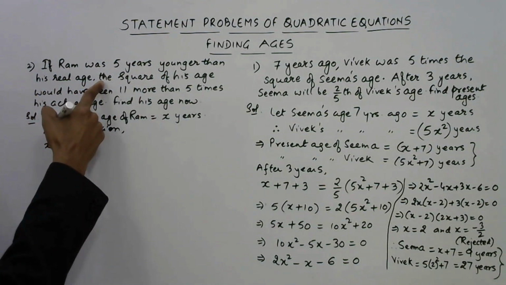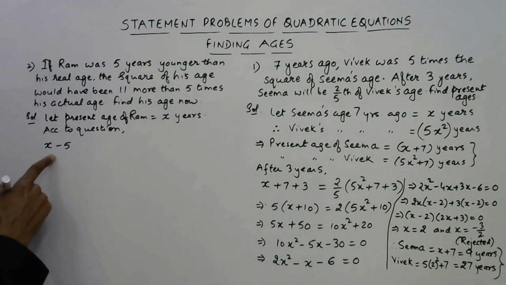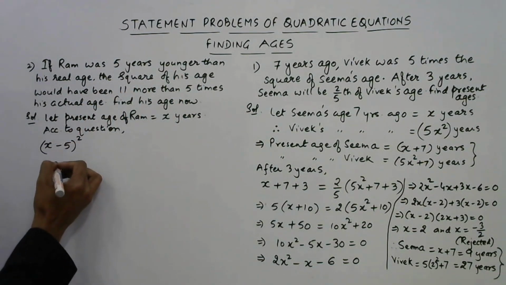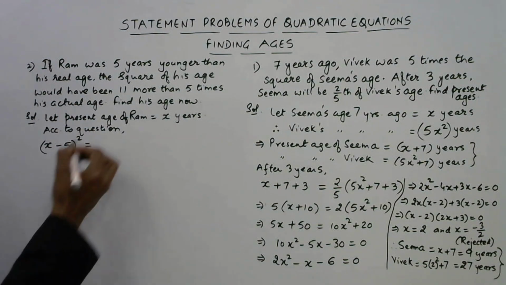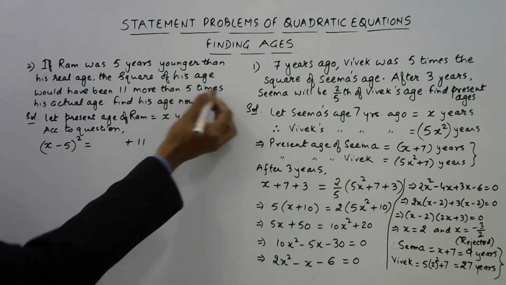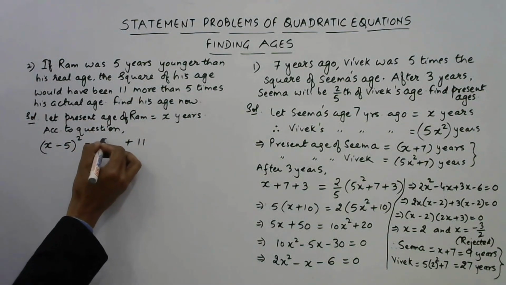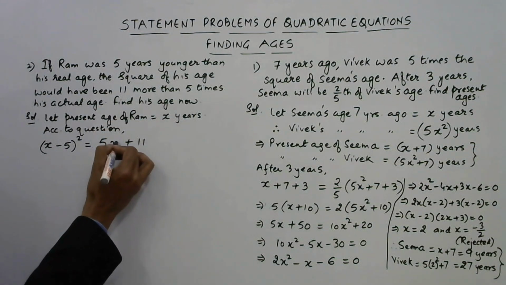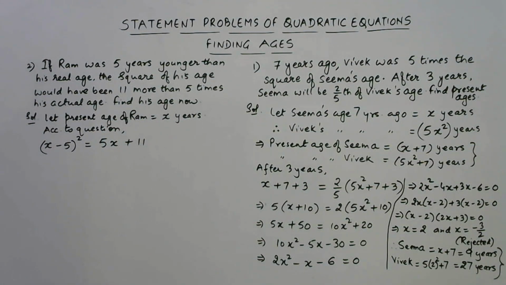Now let's read the question from here. The square of his age, that means x minus 5 whole square, would have been, means equal to 11 more, means plus 11, than what? 5 times his actual age. So 5 times his actual age means present age, that is x. So very easy formulation of question, but first time when you read this question, you will feel as if this is slightly difficult. But giving it a second thought and attempting the question will enable you to solve it very easily. So x minus 5 whole square equal to 5x plus 11.